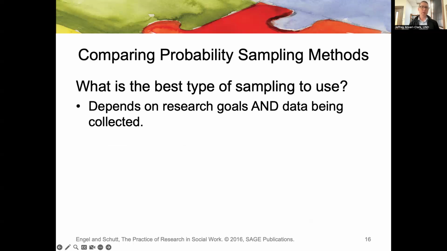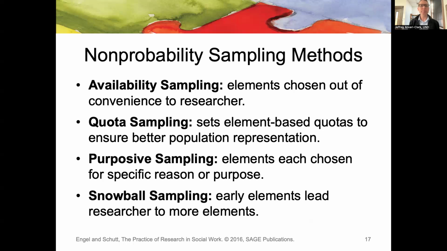Now, one of the things that we want to ask ourselves is which is the best type of sampling to use? Well, it depends and it's up to you. It depends on the research goals and it depends on what data is being collected. How are you going about it? Are you trying to get some qualitative insights? Are you trying to get some quantitative analysis out of this? How easy is it to get the data? Or how willing are people to talk? How much time and money do you have? These are all questions that will go into your determination of which sampling method is best to use.